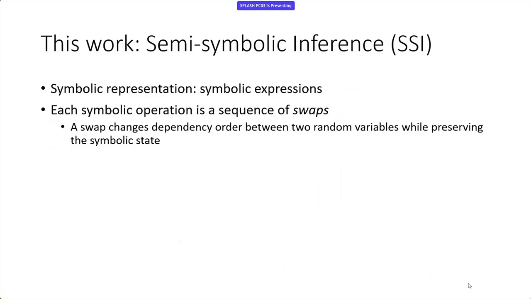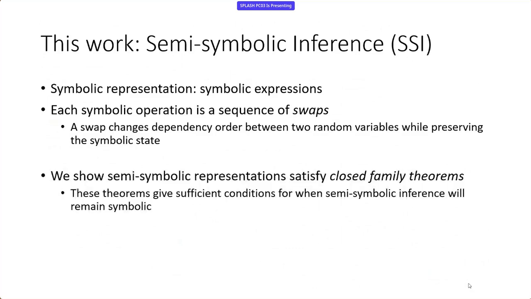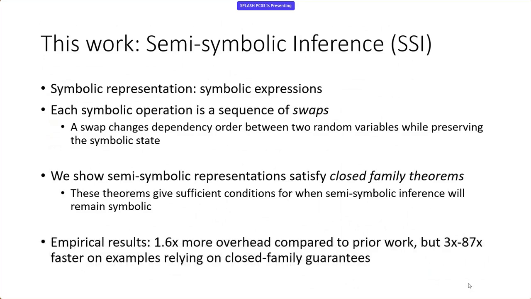What we showed is that by using swaps to construct all your inference operators, we can prove a theorem which really gives developers a contract in the form of, if you write your program in a certain way, we can guarantee that the semi-symbolic runtime is going to perform exact inference in the places that you expect. And in our evaluation, we show that this matters because although semi-symbolic inference has a little more overhead than some prior techniques, on the examples where you really need these closed family theorems, you can get speedups because semi-symbolic inference is able to maintain exact representations, whereas alternative approaches have to fall back on approximate sampling.